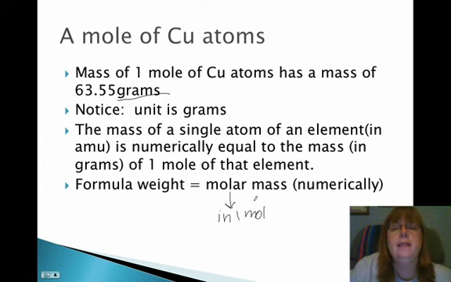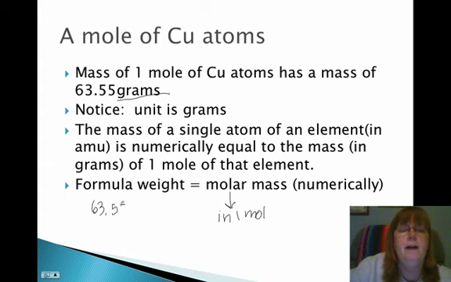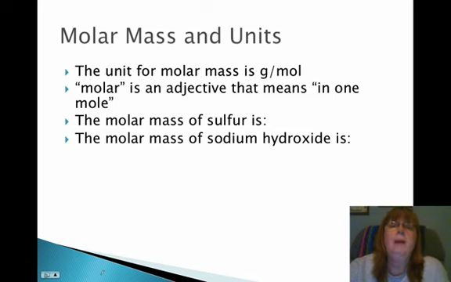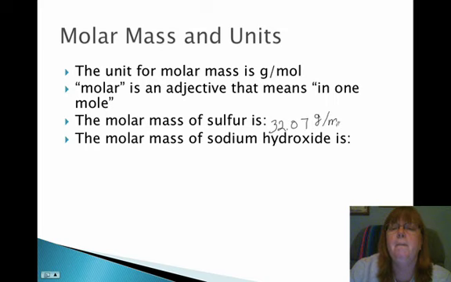When you see this word molar, that really means in 1 mole. So what's the mass of a mole of copper? It's 63.55 grams per 1 mole. It's called the molar mass. Okay, so the molar mass of sulfur, you would just go ahead and look on the periodic table, and it's 32.07 grams per mole. Make sure you know the unit of molar mass, grams per mole.